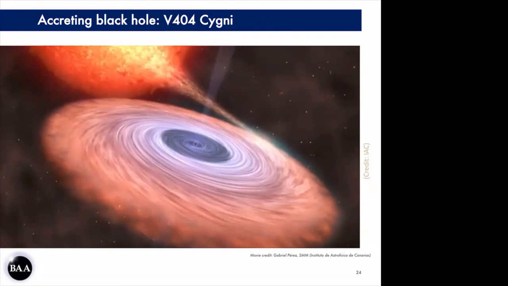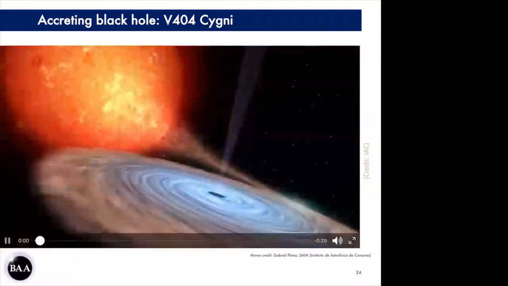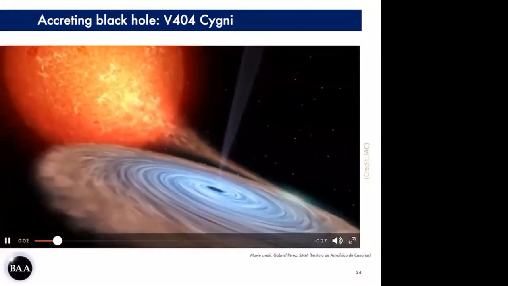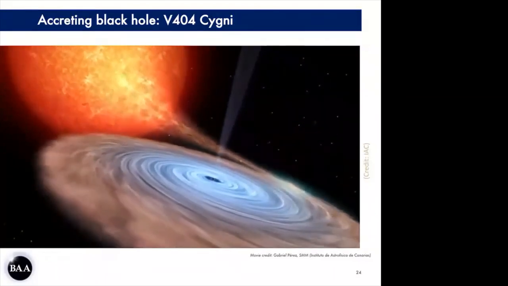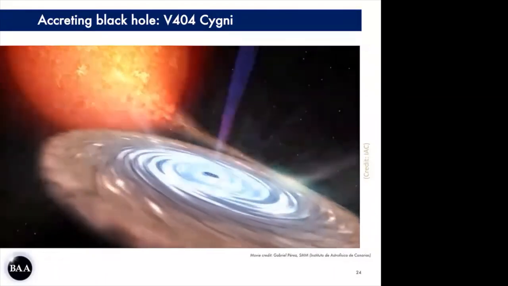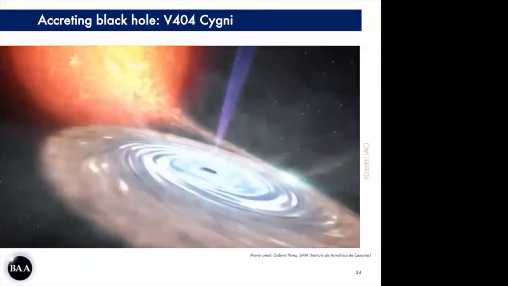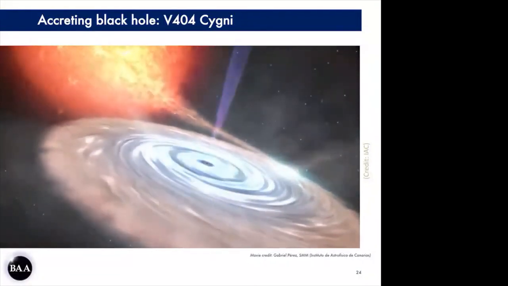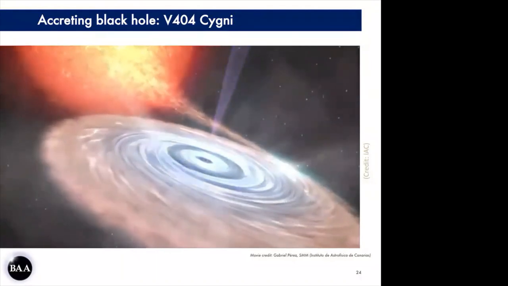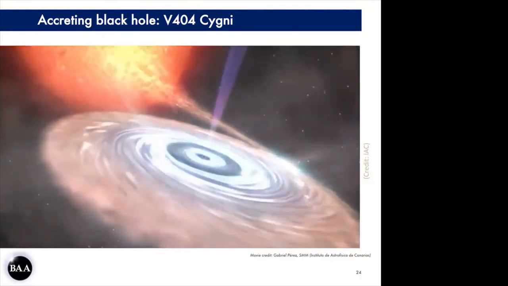And what was shown is that as the material was spinning into the white dwarf through this accretion disk, some of it was being spewed out again from the vicinity of the black hole by these jets. So you can see the jets coming out vertically, or perpendicularly, to the accretion disk in this animation. And for me, this is incredible.